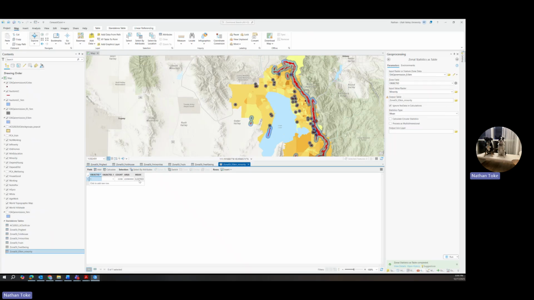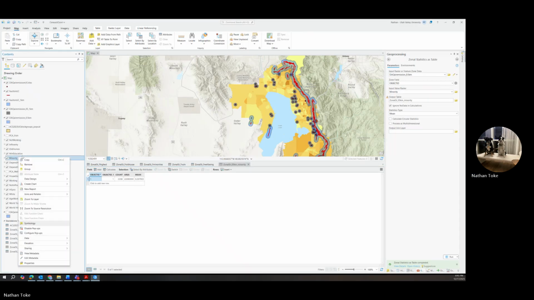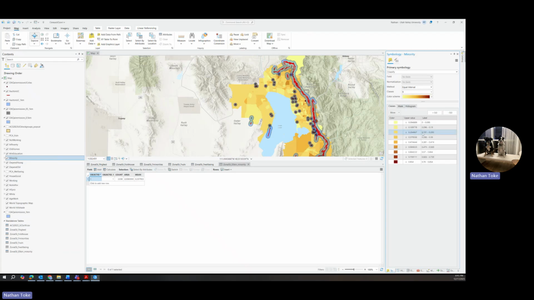25.7% of the people living within half a kilometer of these hazardous emissions facilities are minorities. If we remember back to what we were just looking at over the whole area for minorities, we go to the symbology for that, and we went to the histogram, the statistics say that it's 19%. So there's 6% more minorities than on average in those areas.